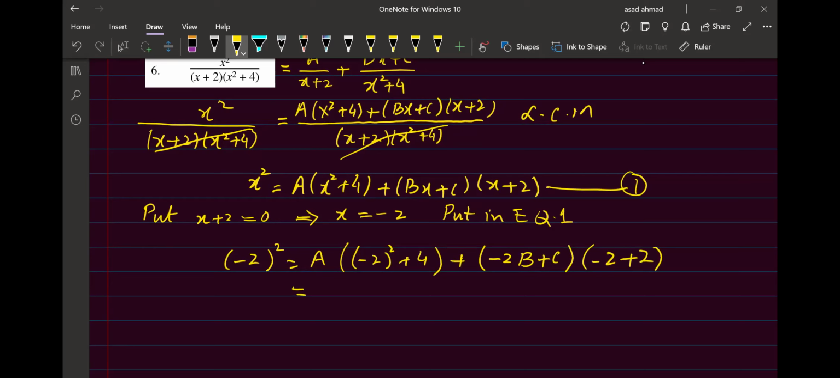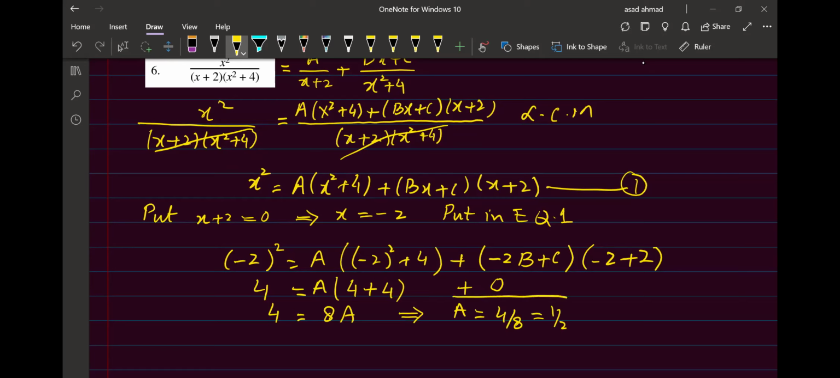We will be getting one value 0 in this portion, because minus 2 plus 2 becomes 0, so it will make the entire term 0. We will have to take the square carefully. Minus 2 square will be 4, and on left hand side again it will be 4. So we will have 8A equals to 4, and from here we will derive the value of A. That will be 4 by 8, means 1 by 2. So this is how we obtain the value of one alphabet, that is A.